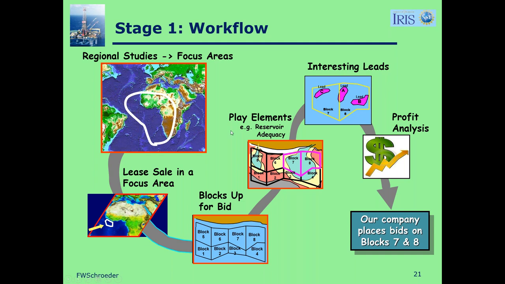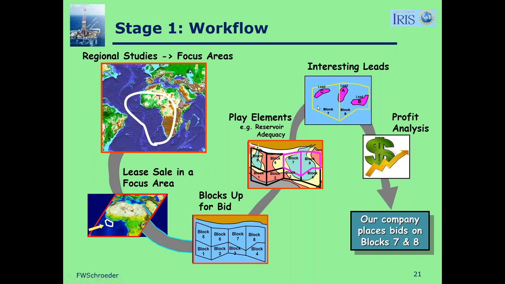I'll be talking about play elements. This is a play element adequacy map. It says reservoir adequacy. And the colors here are like a traffic light. So red means stop, and green means go, and yellow means caution. So if we looked at reservoir in the 8-block area, it looks like block 7 and 8, a little bit of 4 and a tiny bit of 3 look favorable, and part of block 5 looks favorable.